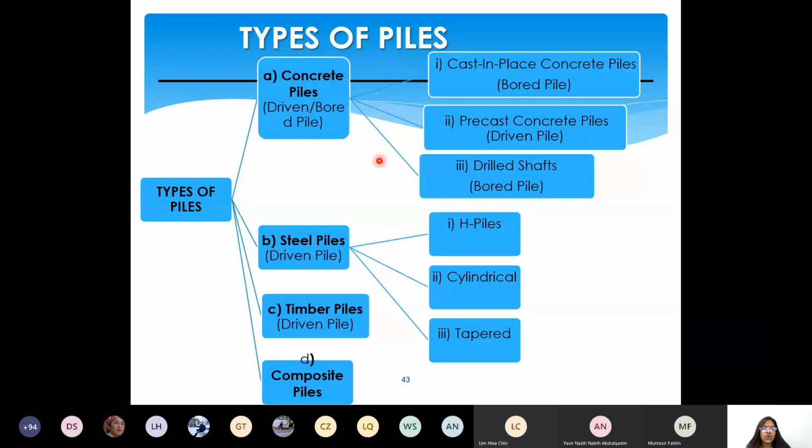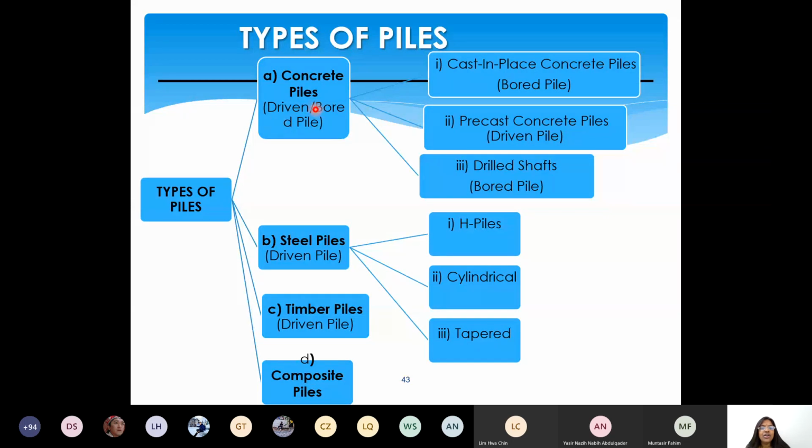Types of piles again. Concrete piles can be used for both driven and bored types of action. Steel piles, only driven piles. Timber piles, you cannot melt into steel and pour it. Timber piles, driven piles only, because precast. Composite piles.